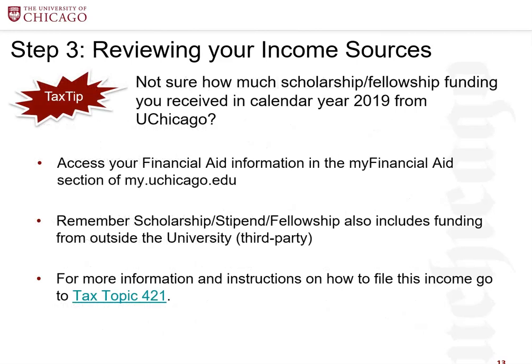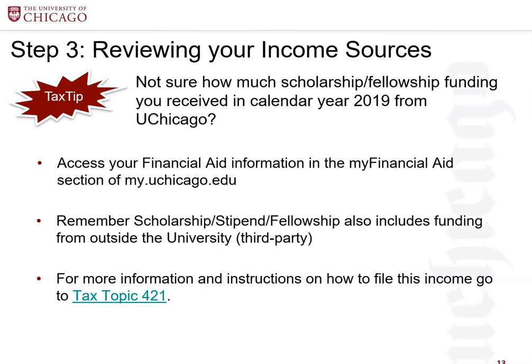If you're not sure how much scholarship fellowship funding you got from the university in 2019, you can access your financial aid information in your My Financial Aid section of your my.uchicago.edu account. And you should be able to access that at any time.